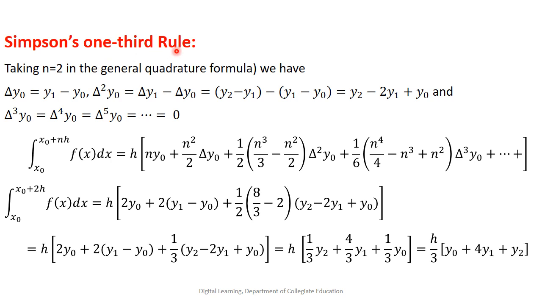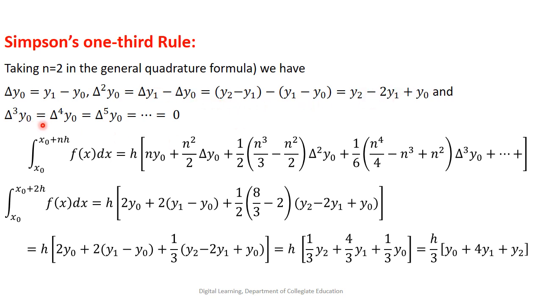Here we have Simpson one-third rule. Taking n is equal to 2 in the general quadrature formula, we have delta y naught is equal to y1 minus y naught, delta square y naught is equal to delta y1 minus delta y naught, that is, y2 minus y1 minus y1 minus y naught. We are substituting these differences and as a result we are getting this.